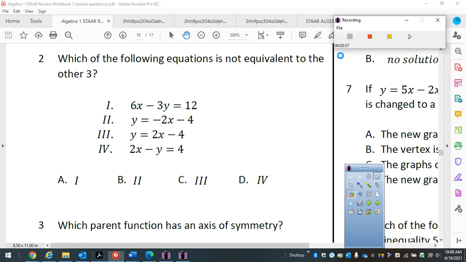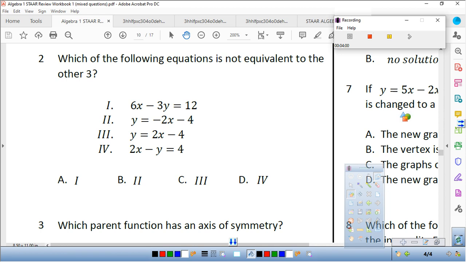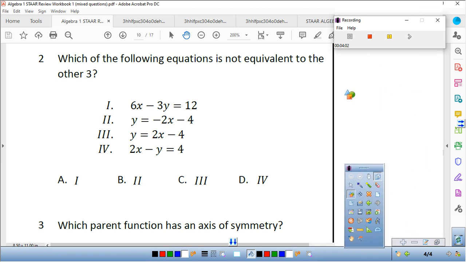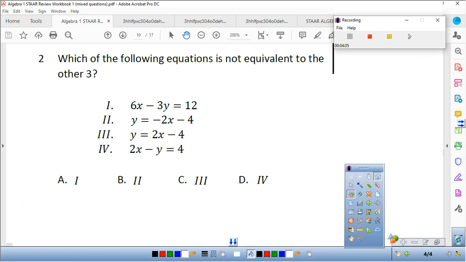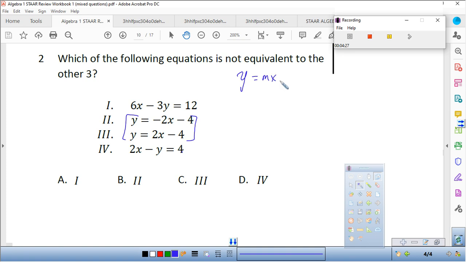Okay, this one's asking, which of the following is not equivalent to the other 3? Which of the following equations is not equivalent to the other 3? Since these two are not equivalent, you want to use your brain. Usually, if we have everything as y equals mx plus b, we can see if they're all the same, right?